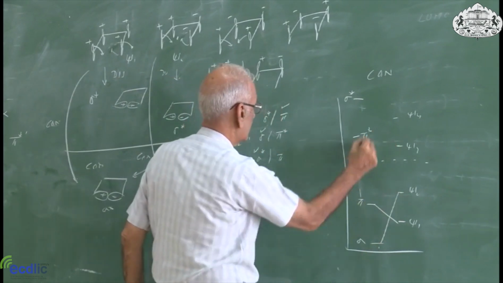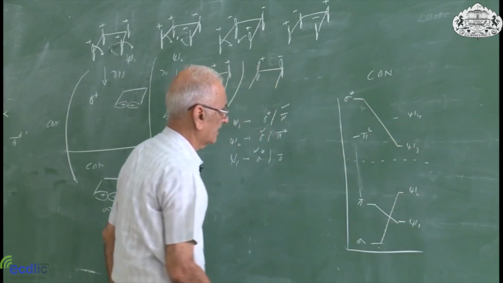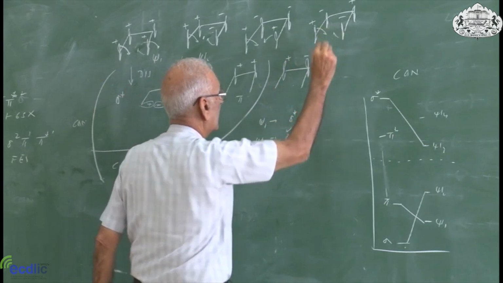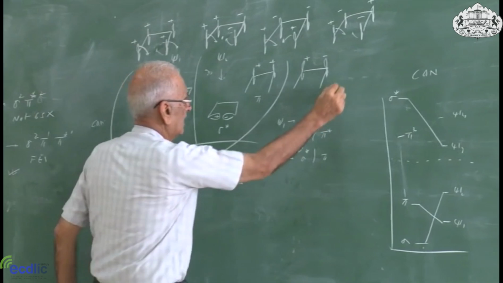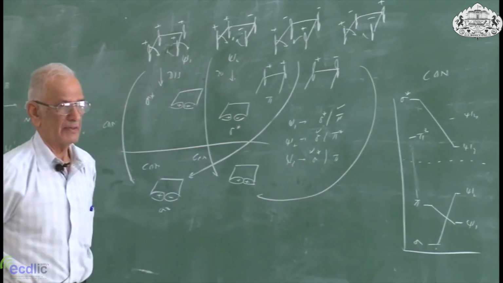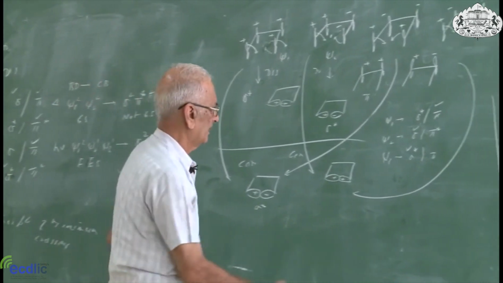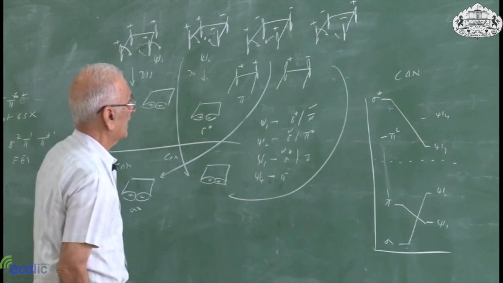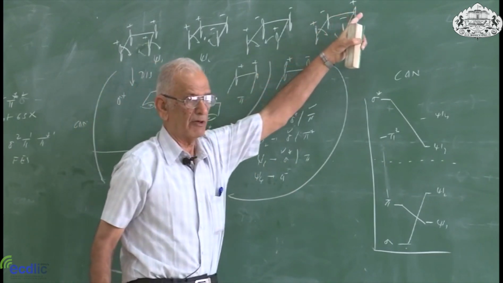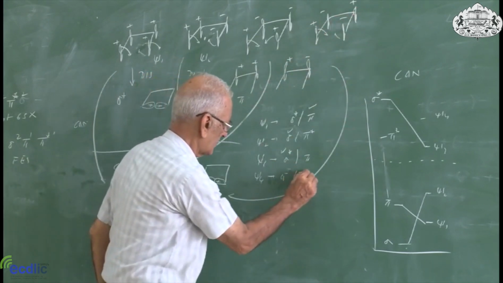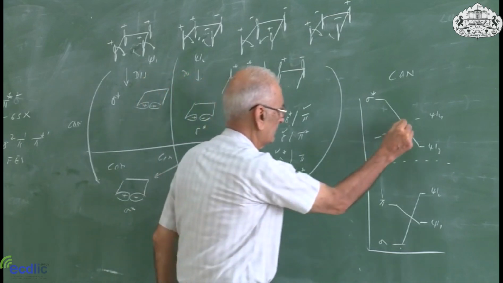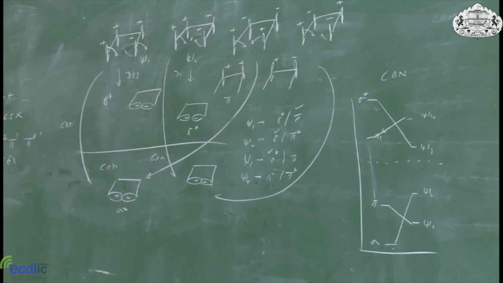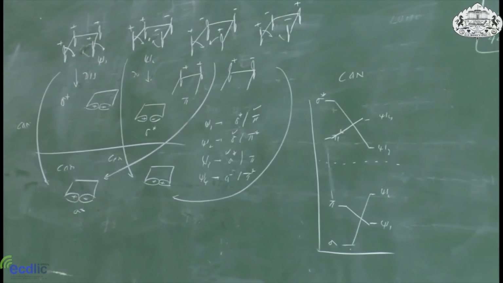So, psi 3 will correlate with sigma star, psi 4 conrotatory will correlate with sigma, sigma is unfortunately occupied, therefore, I look at middle orbitals, they have opposite signs, it correlates with pi star. So, that is going to be my correlation diagram, right. Okay.